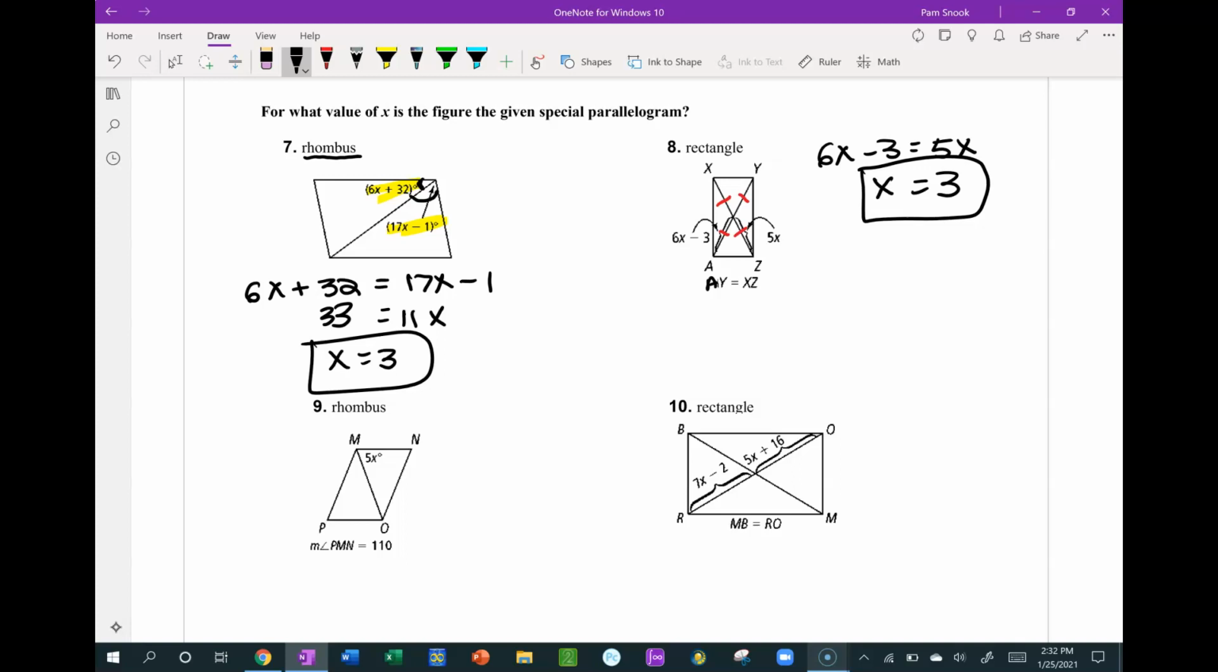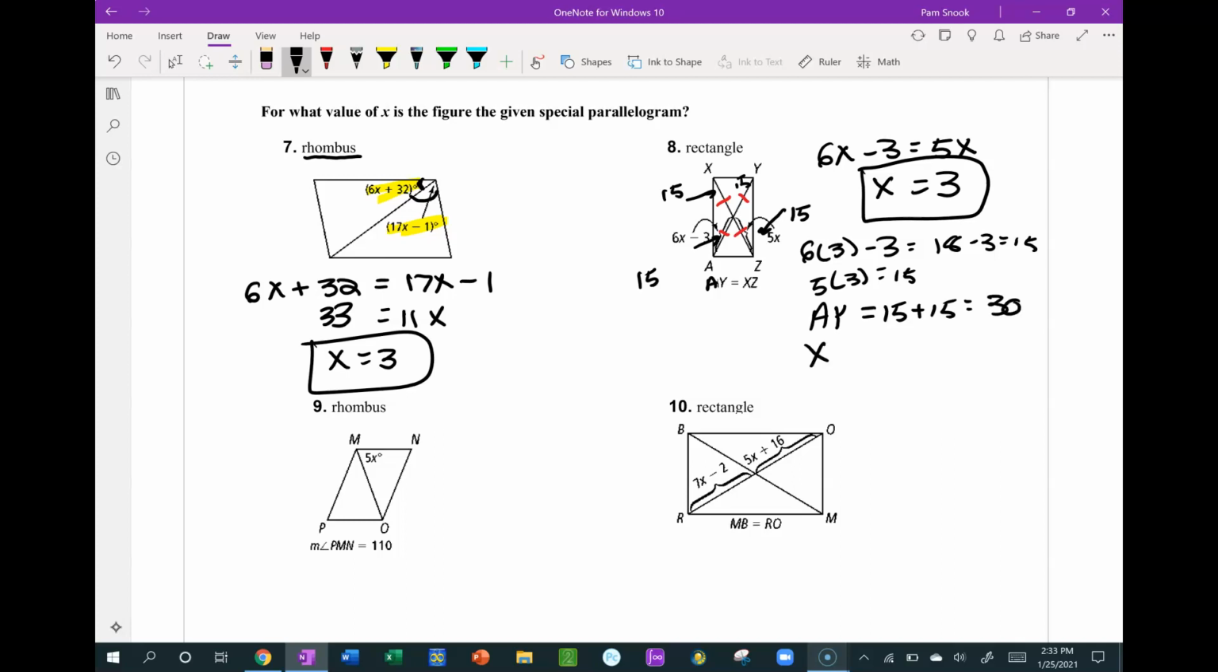And for fun, let's plug in x. So over here, 6x minus 3. So 6 times 3 equals 18, minus 3 equals 15. So this piece right here is 15 units long. The other one, 5 times 3 equals 15. So that piece is also 15 units long. And if I wanted to, I could then say that AY, so over here also has to be 15, and in here has to be 15. So AY is 15 plus 15, which equals 30. XZ is supposed to equal AY, so it should also equal 30.